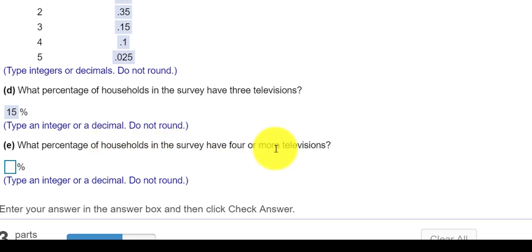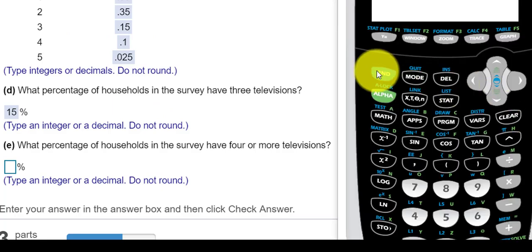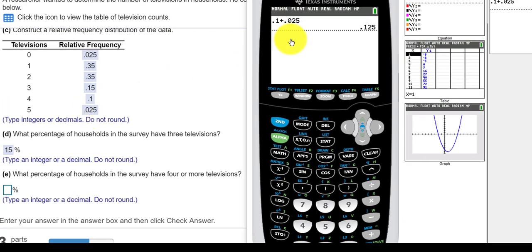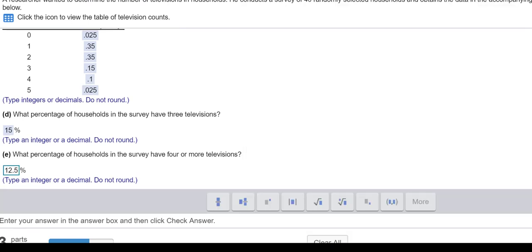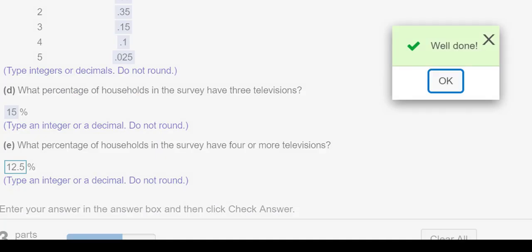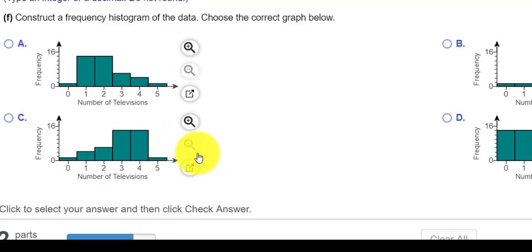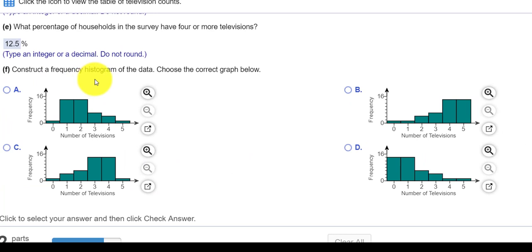4 or more televisions. So that would be, I have to add these two together. All right, that's the 0.1 plus 0.025 to get 12.5%. Check answer. Well done. And then it asks for a frequency histogram. Okay, we can do that.